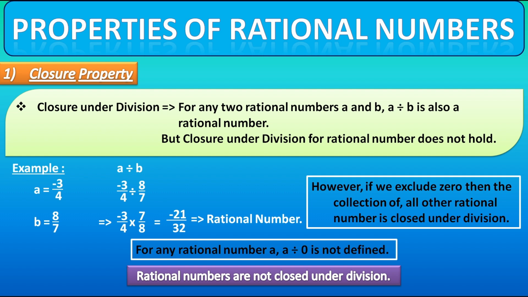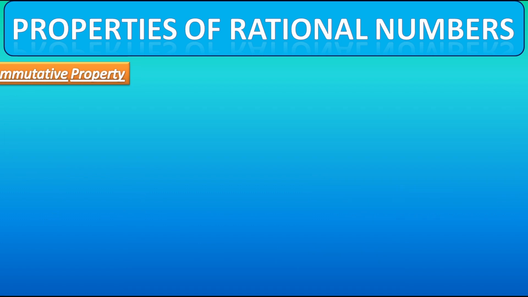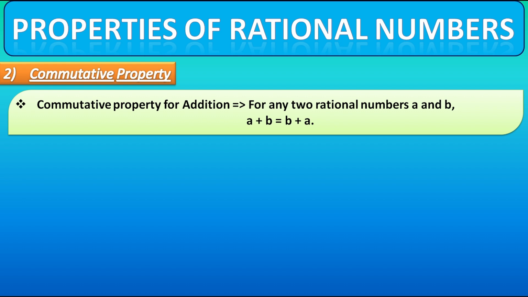Now let's move to the second property, that is the commutative property. Let's check it for addition. The commutative property for addition says that for any two rational numbers a and b, when we add a plus b, that also will give you the same answer as b plus a. That means a plus b is equal to b plus a. Let's check with the help of an example.